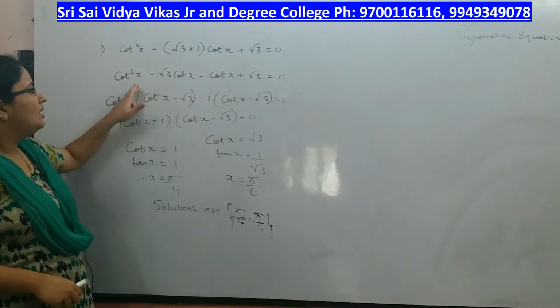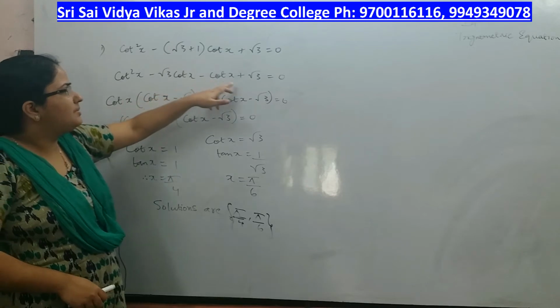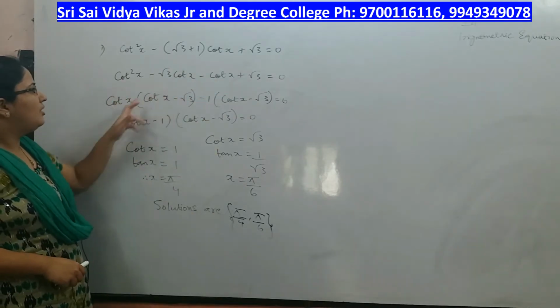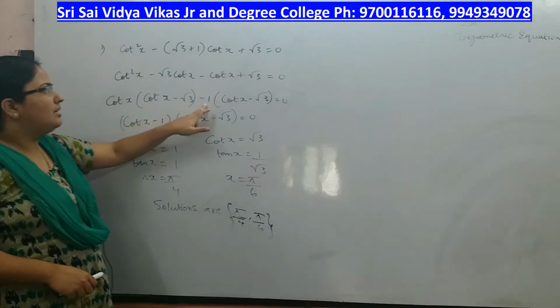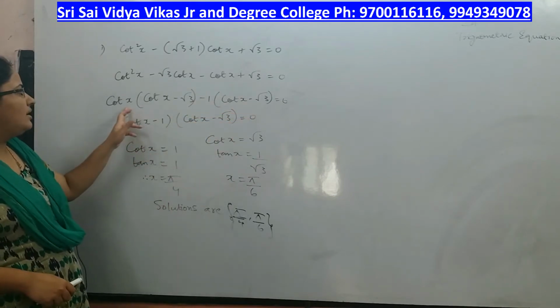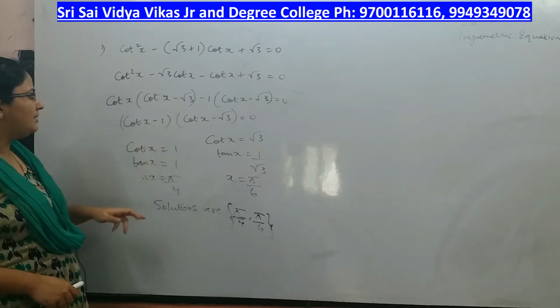to 0. Cot square x minus root 3 cot x minus cot x plus root 3 is equal to 0. From these two terms you take cot x out, you have cot x minus root 3. Take minus 1 out, you have cot x minus root 3. Take this common, cot x minus root 3, you have cot x minus 1.